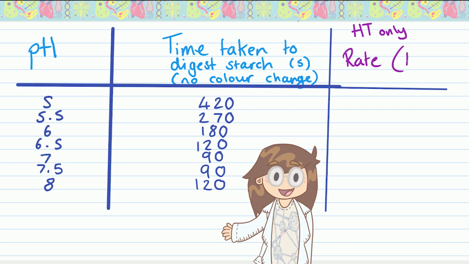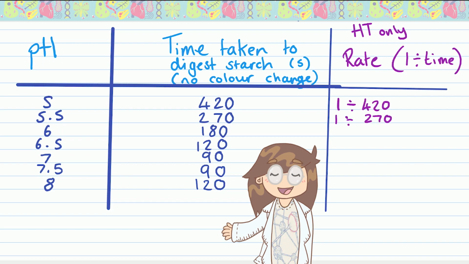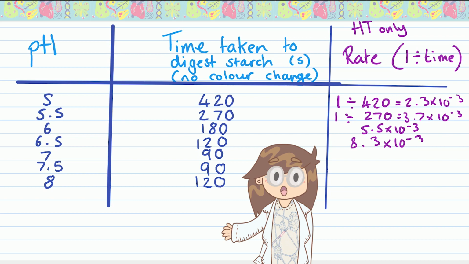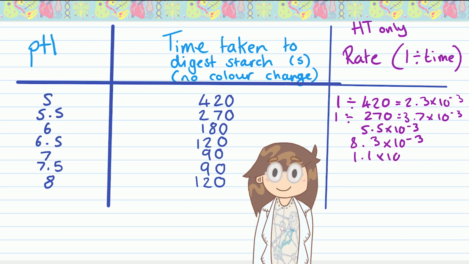So if we look at pH 5, it took 420 seconds to not change colour anymore. So we do 1 divided by 420, which gives us 2.3 times 10 to the power of -3, or 0.0023. It's always best to write in standard form, not just because it's quicker and easier in my opinion, but also lots of questions you'll be penalised and marked if you do not write in standard form. So if we look at our results then, we can see the smallest numbers are the fastest reactions. It took the shortest amount of time for all that starch to be processed into glucose by the enzyme.